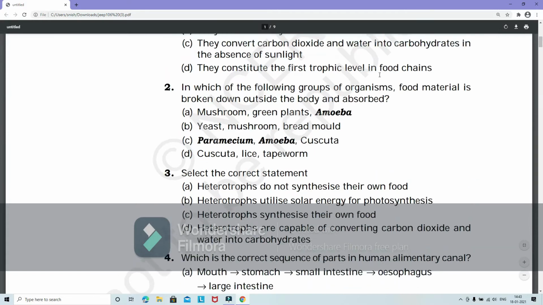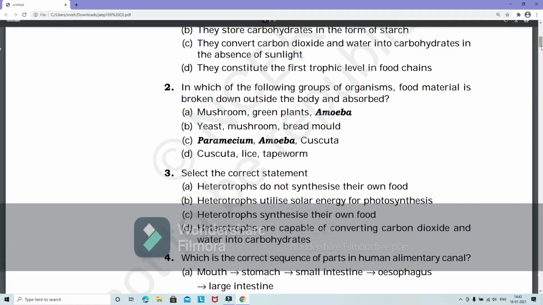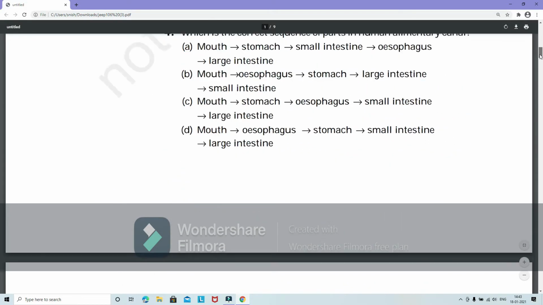Which of the following group of organisms' food material is broken down outside the body and absorbed? So the food is broken down outside the body. If you remember in the heterotrophs, we have three types, right? One is saprophytic, holozoic and parasitic. So this type where the food is broken down outside the body is called saprophytic mode of nutrition. It's seen in yeast, mushroom and bread mold. It's very clear, right? It's second option. So it's B. Moving on.